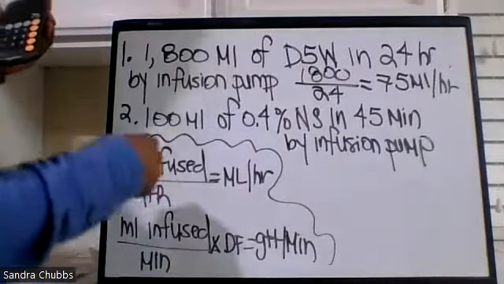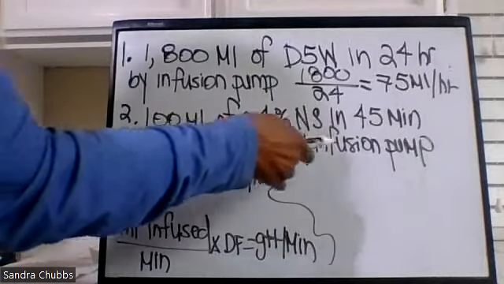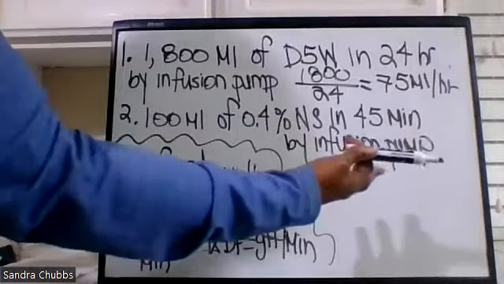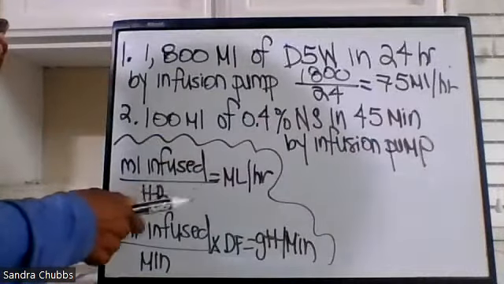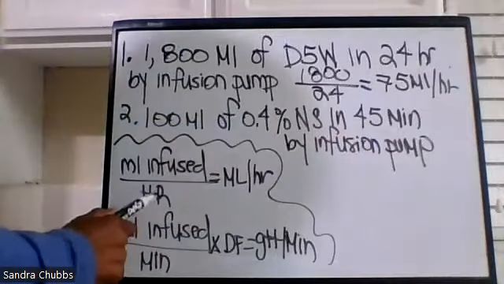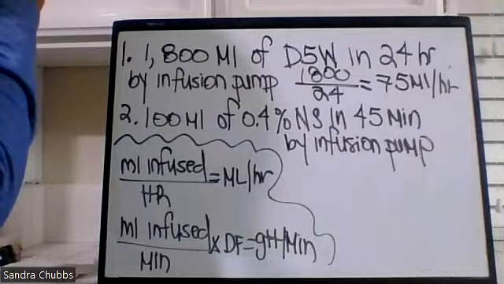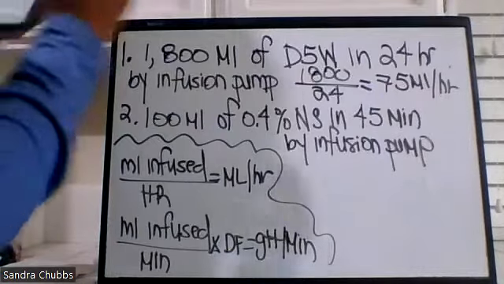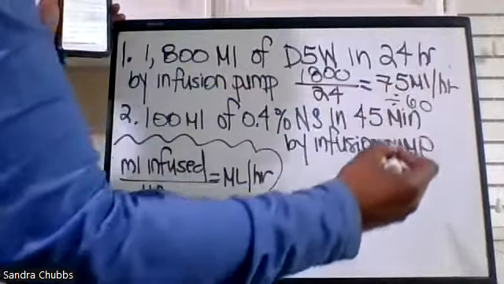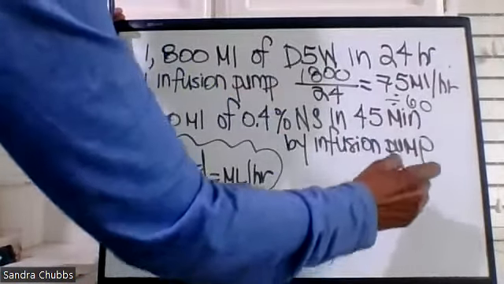All right, so here's the next one. We have 100 milliliters of quarter saline in 45 minutes by infusion pump. So there's no drop factor here, so you know we're using this formula. So you're going to have to convert these minutes to hours to fit the conversion. To convert minutes to hours, what do we do? We divide by 60, right? Divided by 60, and it comes out to 0.75.